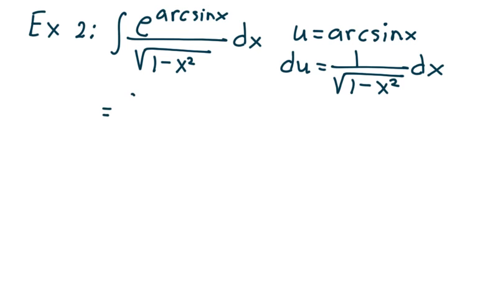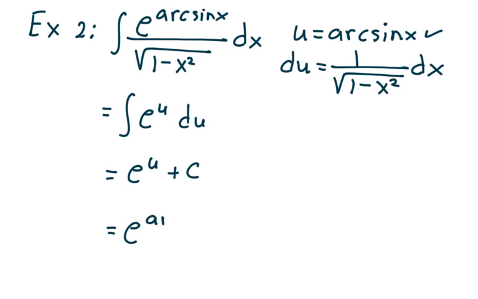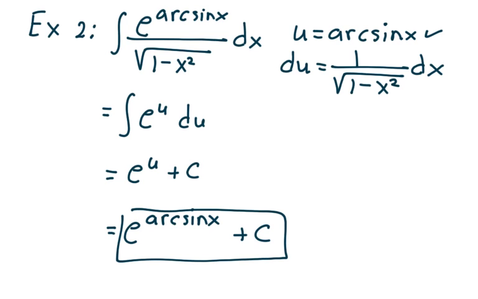And so this is the integral of e to the u du, which is e to the u plus c. But u is arc sine x. So this is e to the arc sine x plus c. And that's example 2.